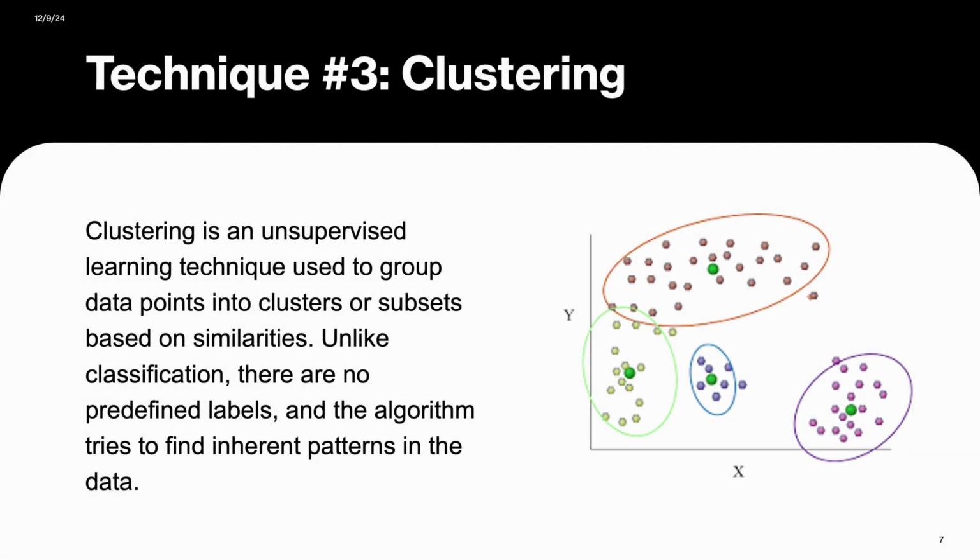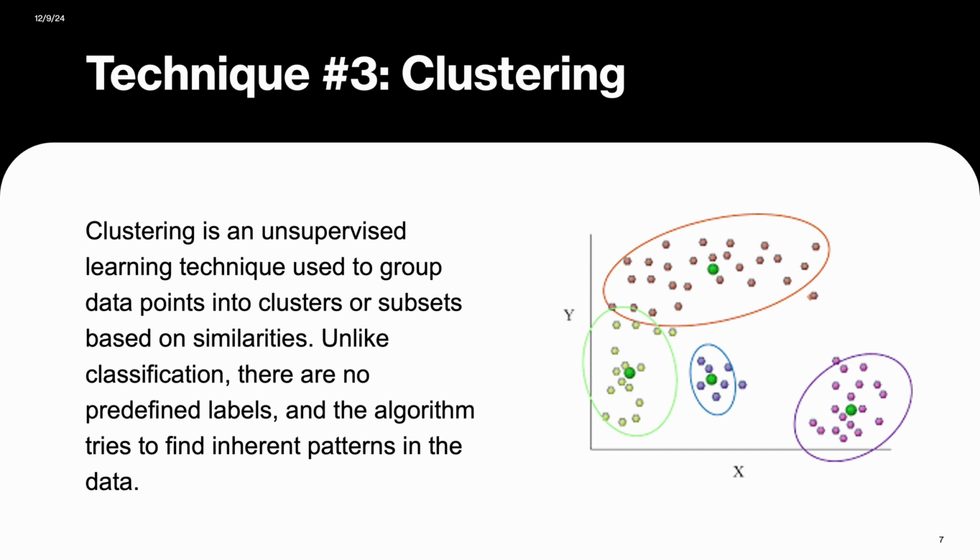clustering. It is an unsupervised learning technique used to group data into clusters or subsets based on similarities. Unlike classification, there are no predefined labels, and the algorithm tries to find inherent patterns in the data. How this one works is the algorithm groups data into clusters such that data points within each cluster are more similar to each other than to those that are not, as shown in the picture.